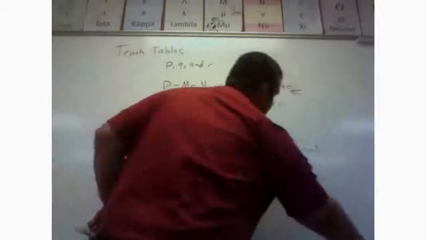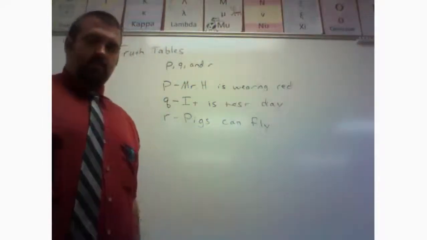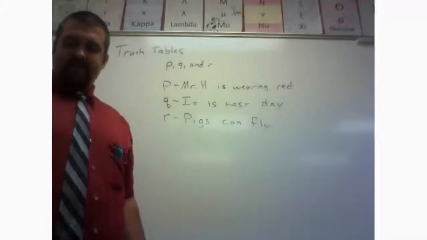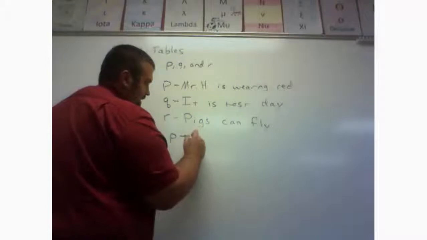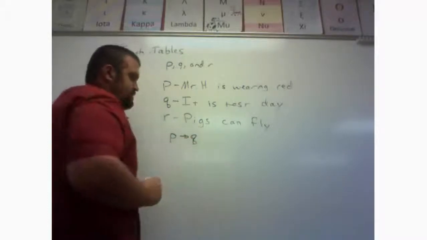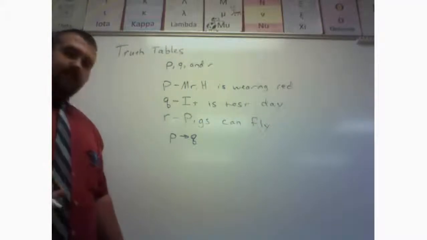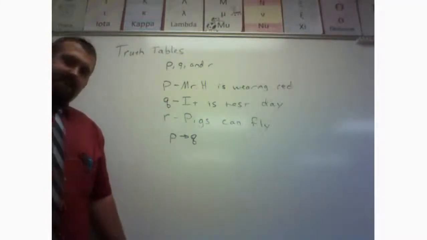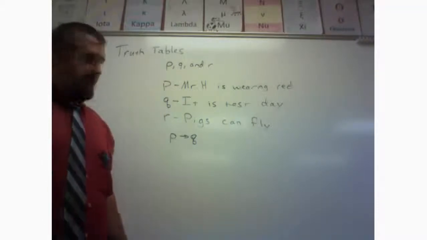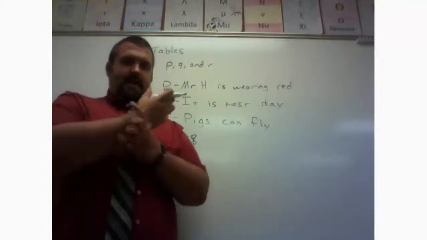We're good so far. The next symbol we need to talk about is imply, or what it makes to be if-then form. So for instance, P implies Q. That would read, to me, if P, then Q. Or if Mr. H is wearing red, then it is test day. Whether that is true or not, that's how I would be able to read this and make it a lot easier in my hand to write.